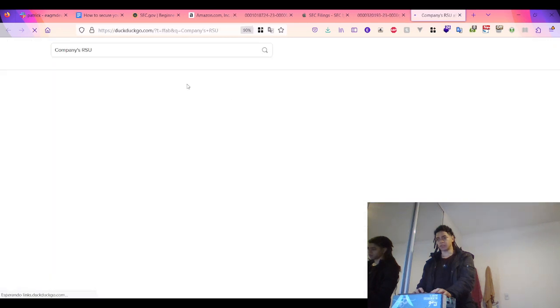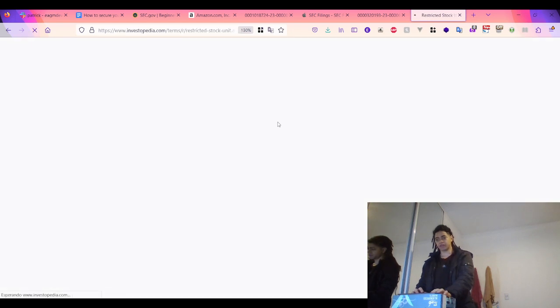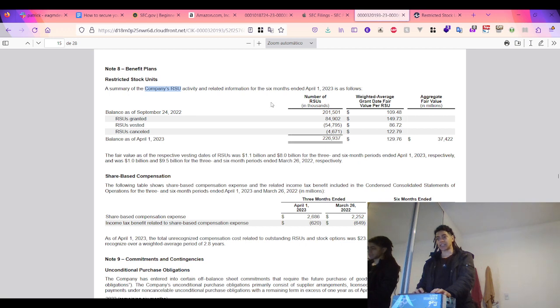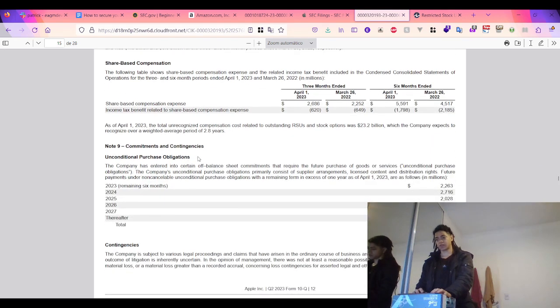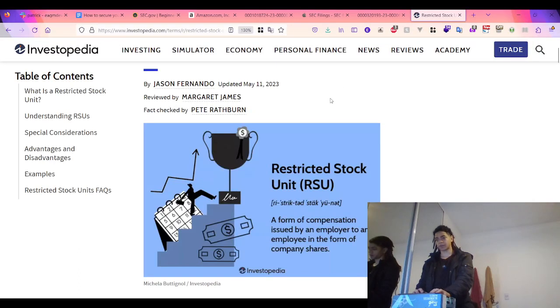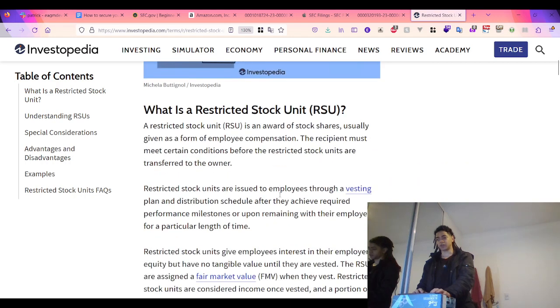What does this actually mean? Restricted stock units. A restricted stock unit is a form of compensation issued by an employer to an employee in the form of company shares. Okay, it's a type of compensation.